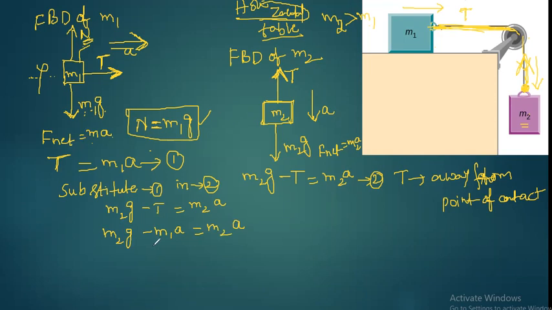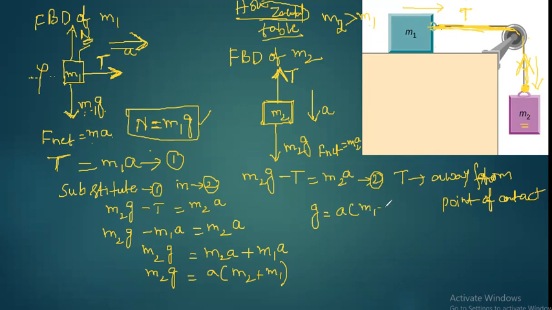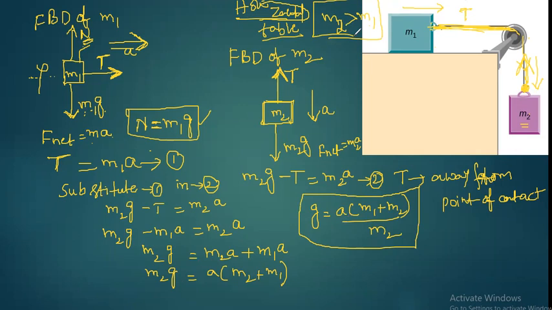We are calculating A, correct? Can we calculate A? M2G is equal to M2A plus M1A. Now let us calculate. Can we take A as common here? A times M2 plus M1 is equal to M2G. So A is equal to M2G upon M1 plus M2. This is our value in the horizontal table when M2 is greater than M1.